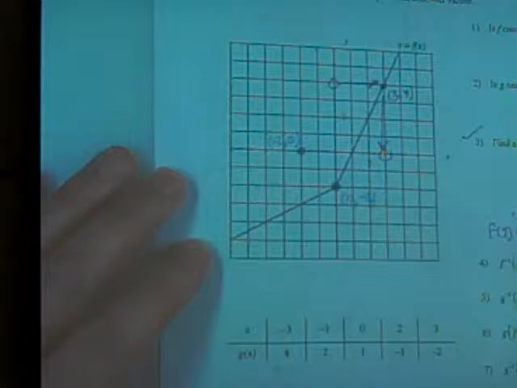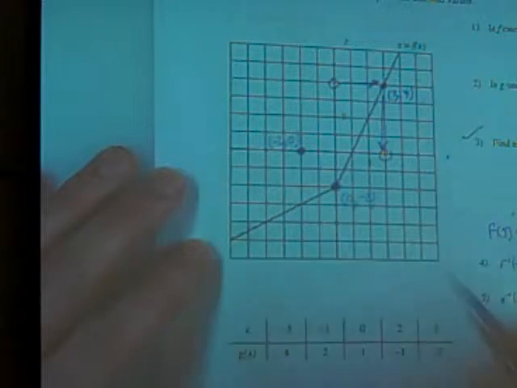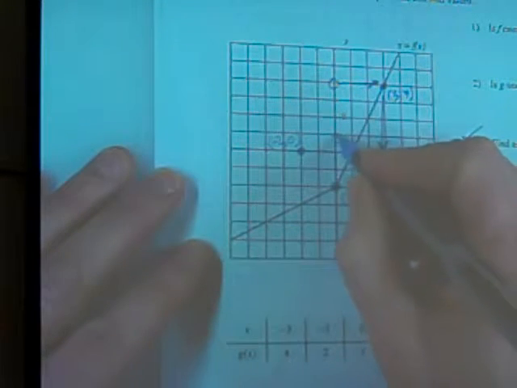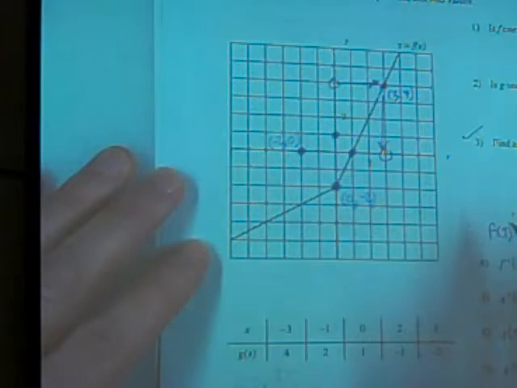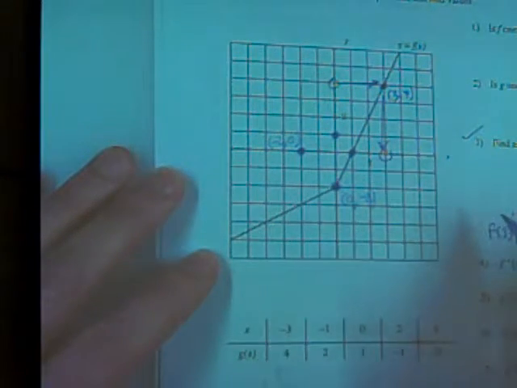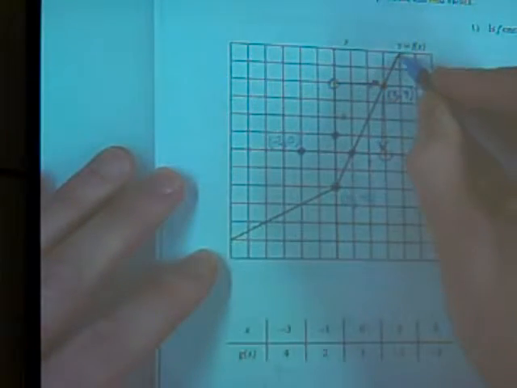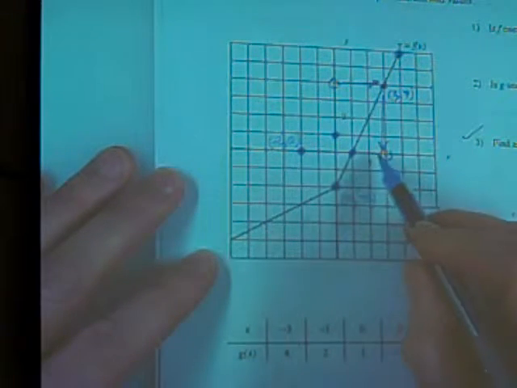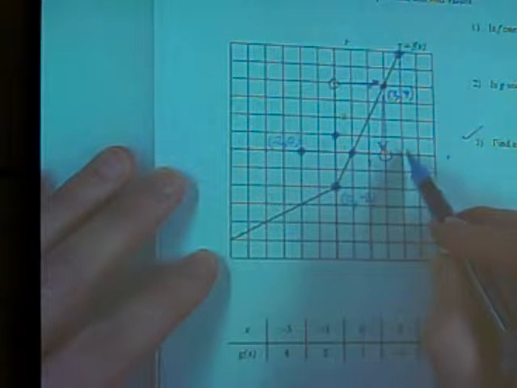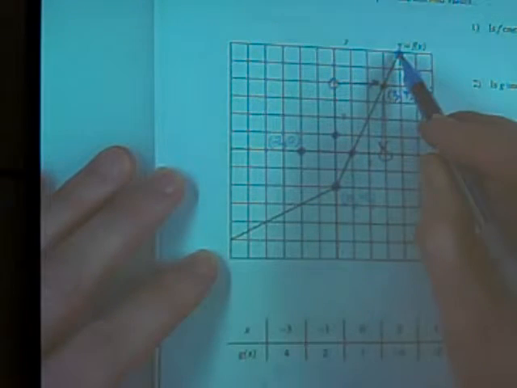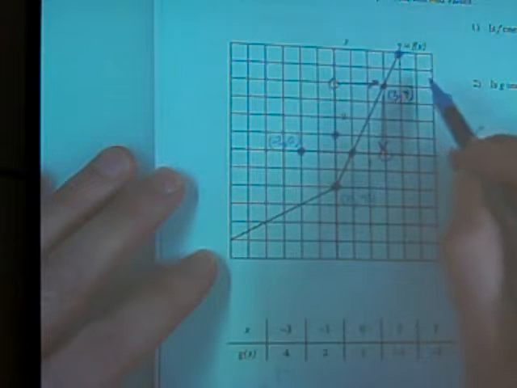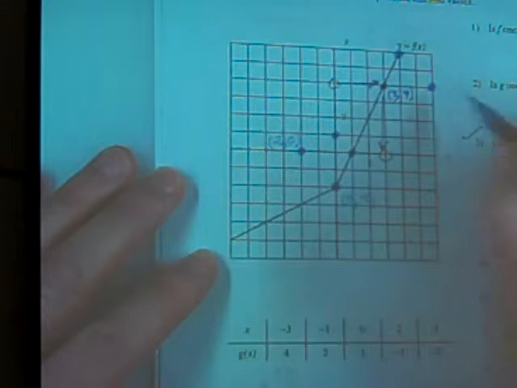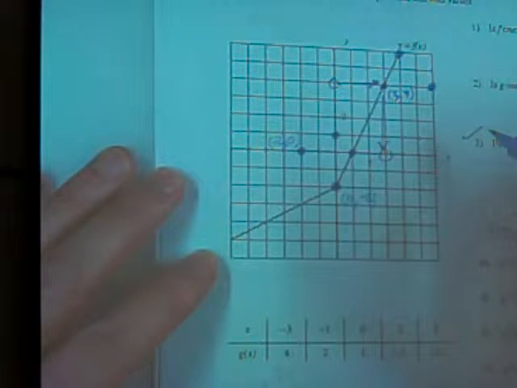I see that, let's look at the other intercept. Here's a point at 1 comma 0, so 0 comma 1 will be on the inverse. Here is a point way up here at, it looks like, 4 comma 6. Well, let me find 6 comma 4. That's going to be on the inverse.